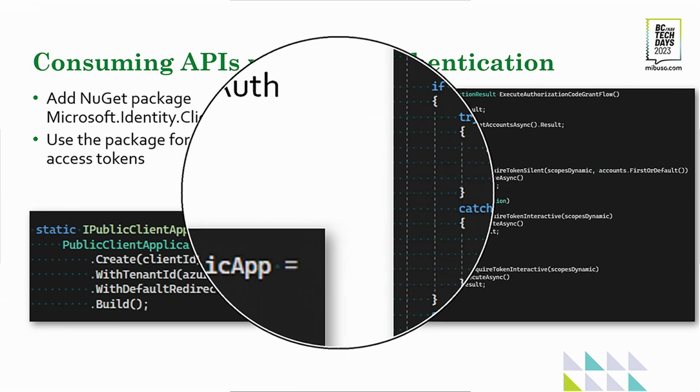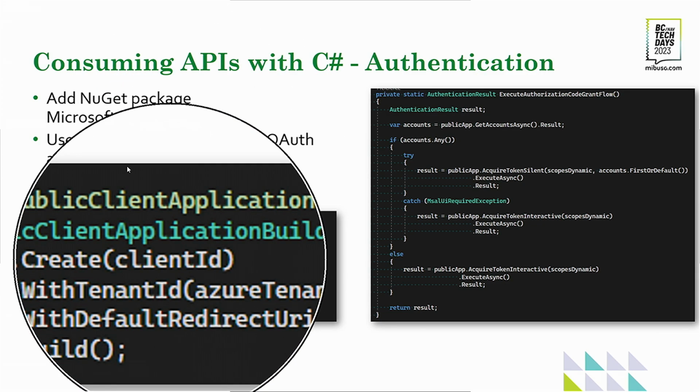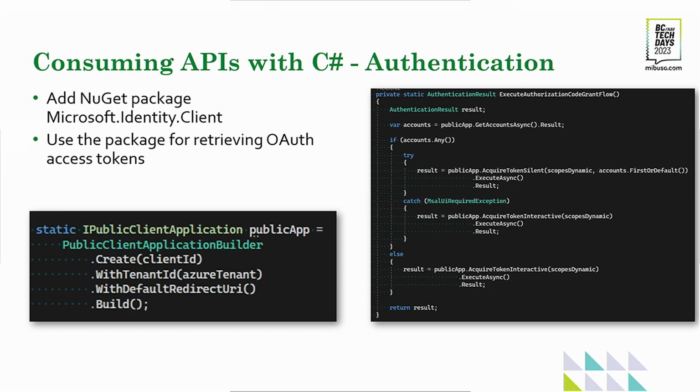First of all, I take the Microsoft Identity Client package, install that in Visual Studio in my application, and then I use the components in that package to retrieve the OAuth access tokens. You don't have to write any request yourself or use HttpClient or whatsoever. You use the objects that are in that identity client. In this case, I'm using the public client application builder, because in the example that I was using, I don't have a secret. In that case, it is a public client.